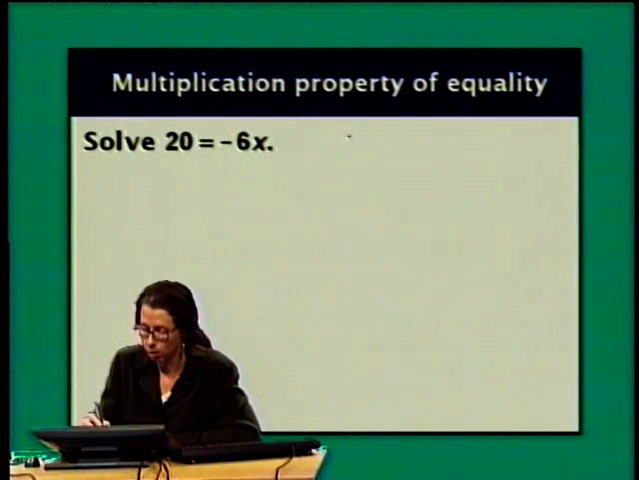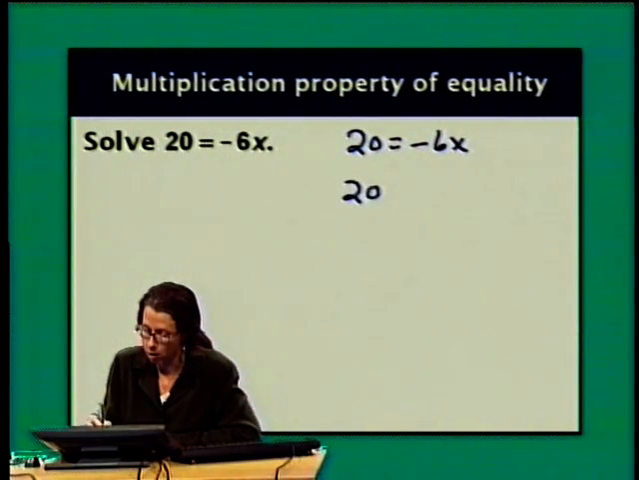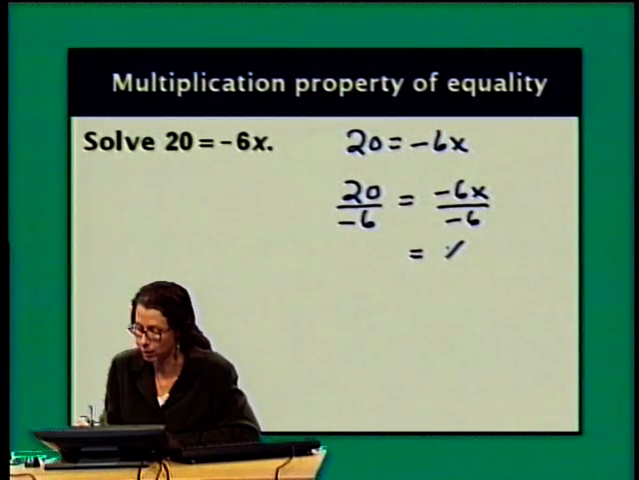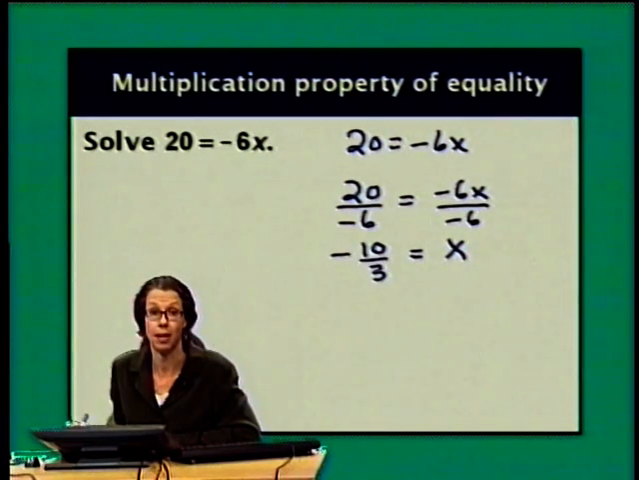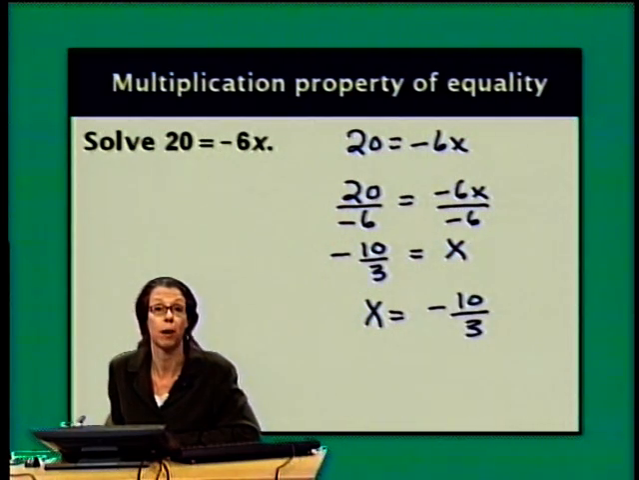Another example, 20 equals negative 6x. In this case, I'm going to divide both sides of the equation by the coefficient of x, negative 6. Negative 6 divided by negative 6 is positive 1. 1 times x is x. And over here I have 20 divided by negative 6. That reduces to negative 10/3. Now, I could leave my equivalent equation this way, but I just like to have my variable on the left. So I'm going to rewrite this equivalent equation as x equals negative 10/3.